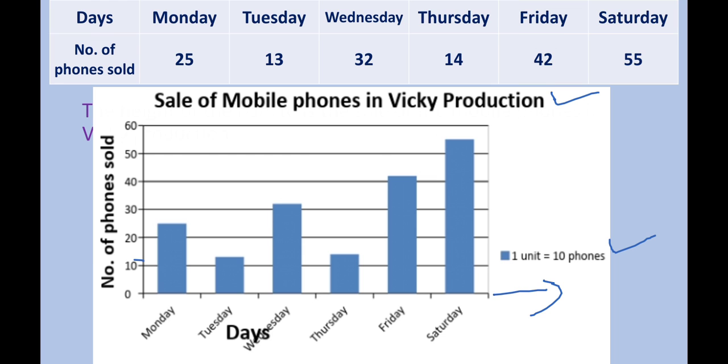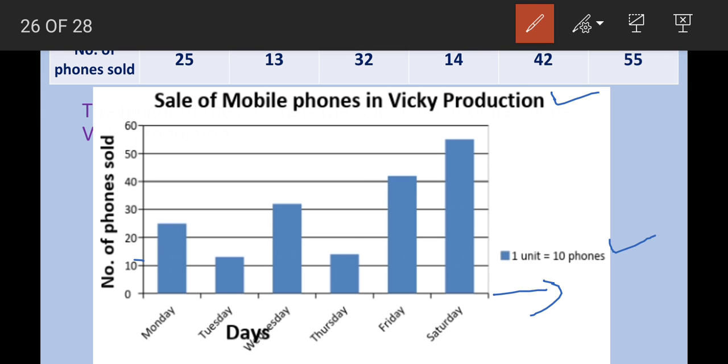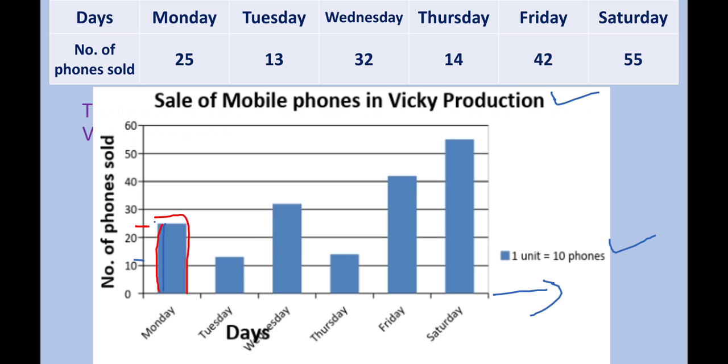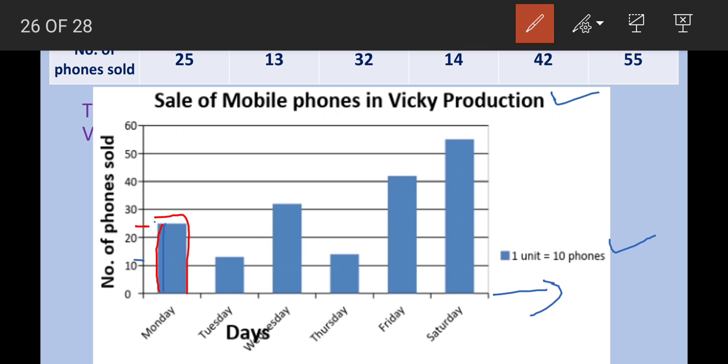In the y-axis we have selected the number of phones sold. Clear? So on Monday it is 25, so we have drawn a bar. This is the bar that represents the number of mobiles sold, 25, as it is present between 20 and 30. Clear? Second, the number of mobiles sold on Tuesday, it is 13. Okay, so it is present between 10 and 20.